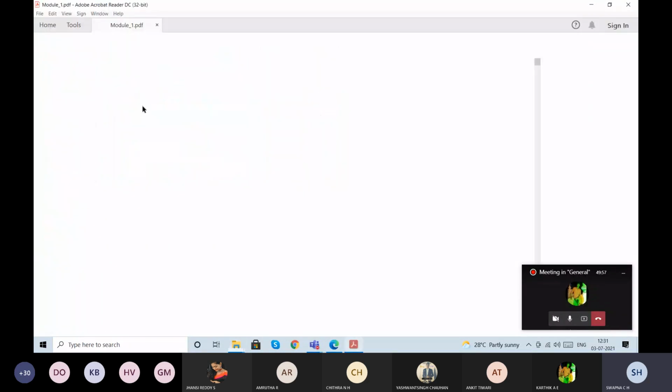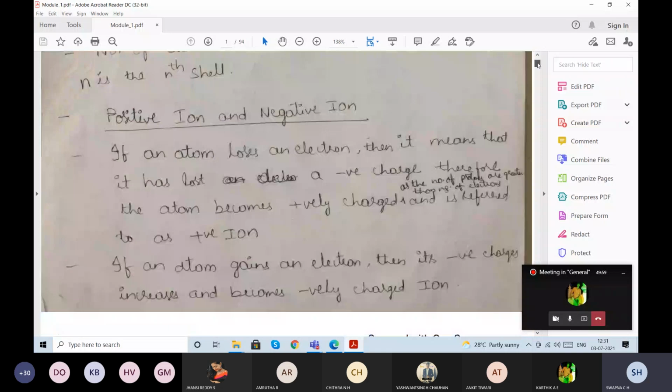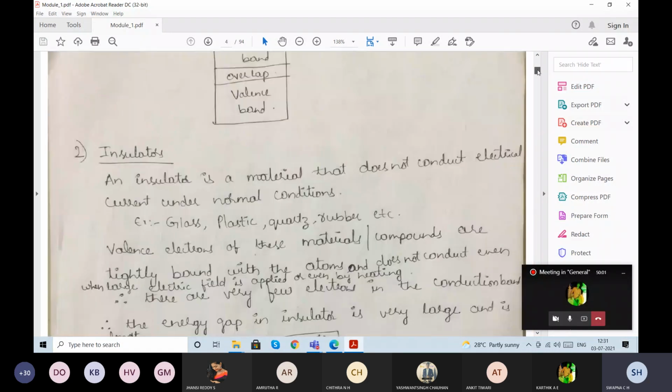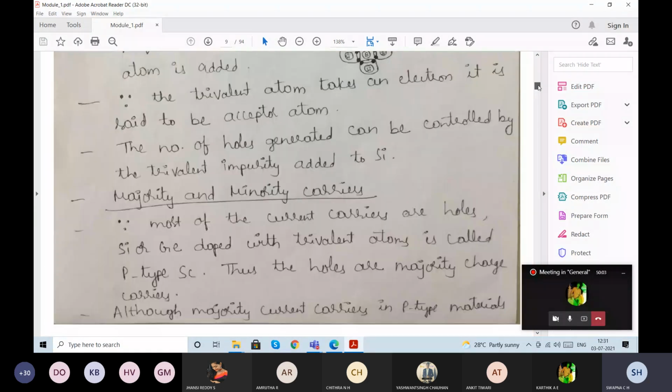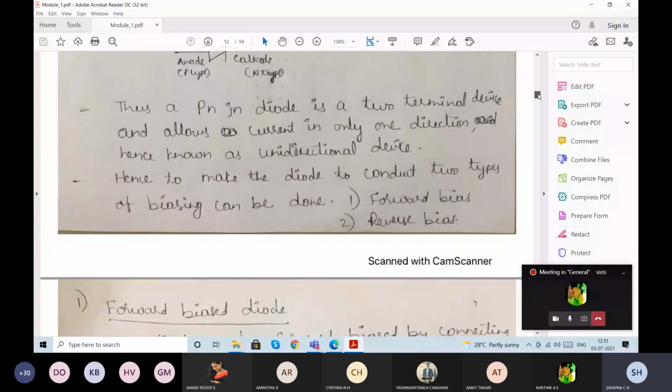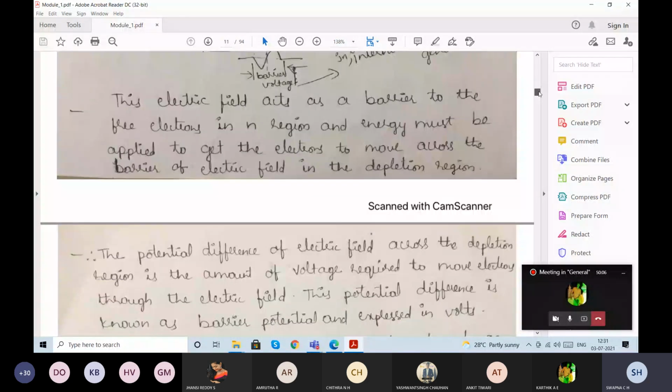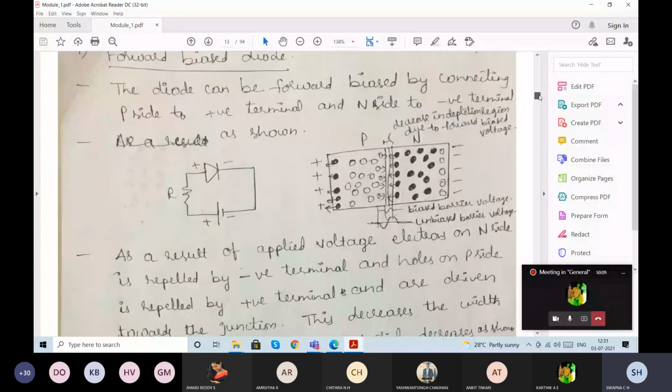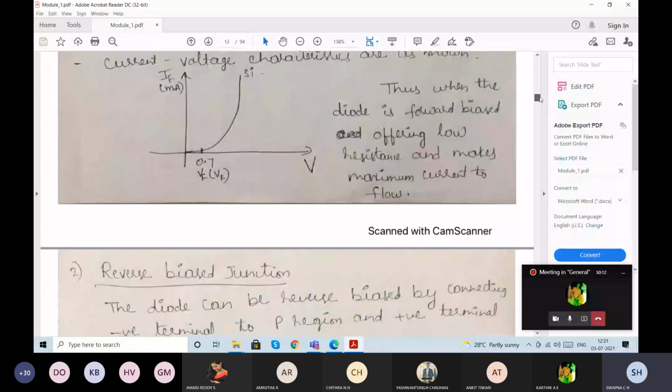Okay, fine. Let me just revise. So initially we have seen the introduction or the very basics of your module 1. Then the PN junction, how the PN junction has formed. Then after that its characteristics.